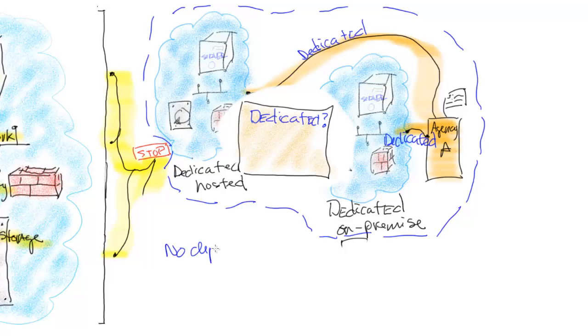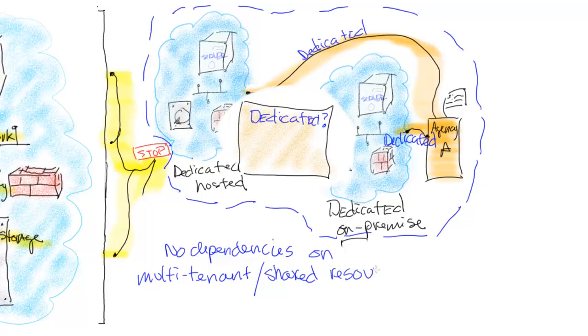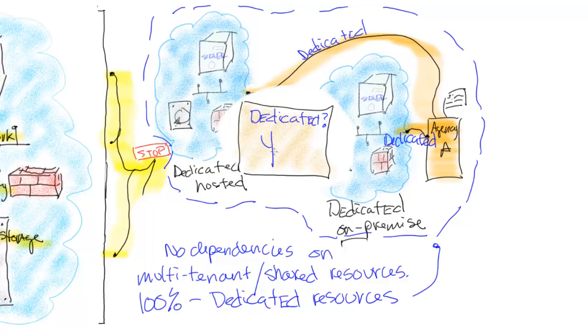So, what do we have to remember? No dependencies on a multi-tenant cloud, meaning that there is no reach back, no phone home, no shared resources, 100% dedicated and isolated resources. That means a dedicated cloud. Anything short of that, it's not dedicated.